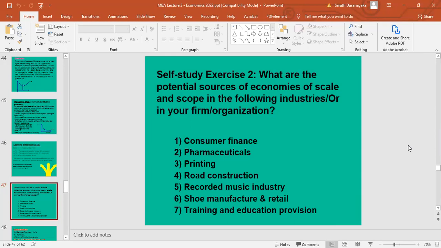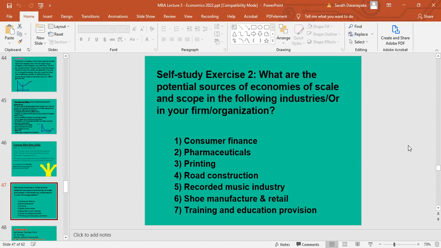For Moratuwa University, what are the economies of scale and scope available? As I said earlier, the sources of economies of scale are available everywhere, internal to the university and external to it. They can come from any department or faculty. Now we have five or six faculties, including graduate studies, so economies of scale can come from many departments or faculties.